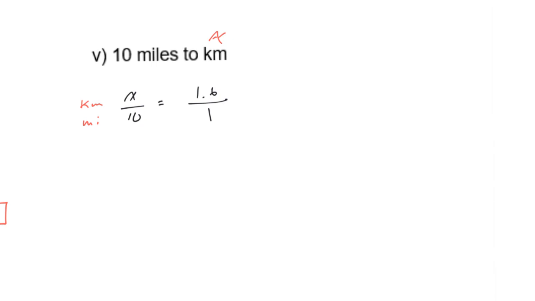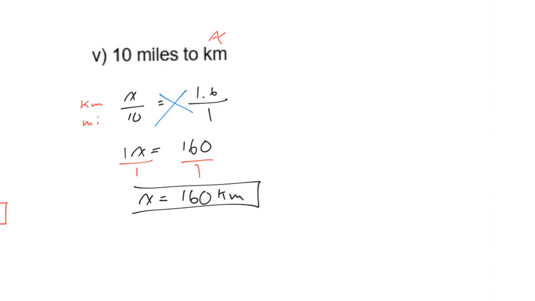So you're going to start with this, x over 10. Remember, 1.6 kilometers is 1 mile. So you've got x over 10 is 1.6 over 1. And now you do your cross multiplication. And you end up with 1x is equal to 1.6 times 10, which is 16. And then we divide both sides by 1, get our final answer as x is equal to 16 kilometers. And we are done.